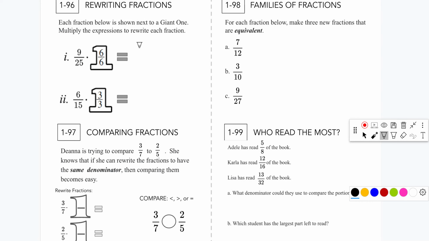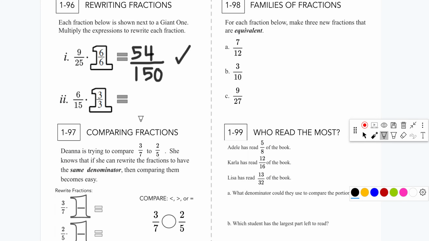If we multiply the numerators, we're going to get 9 times 6 is 54. If you got that right, good job. Now the denominators, we have to also multiply the denominators. 25 times 6 is 150. And that would be an equivalent expression. Rewriting each fraction, we got that.